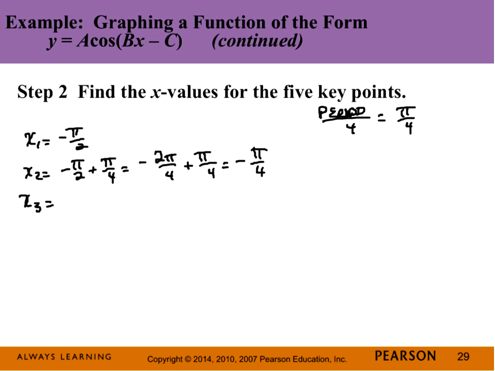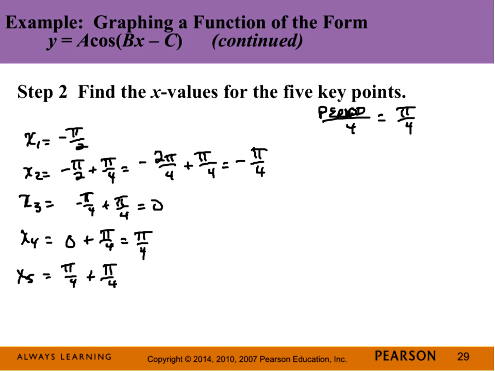My third x-coordinate: I start at negative pi over 4, I add pi over 4, so that's just 0. My fourth x-coordinate, I start at 0, add pi over 4, and I land at pi over 4. And my x5 is pi over 4 plus pi over 4, which is 2 pi over 4, or pi over 2 when I simplify.